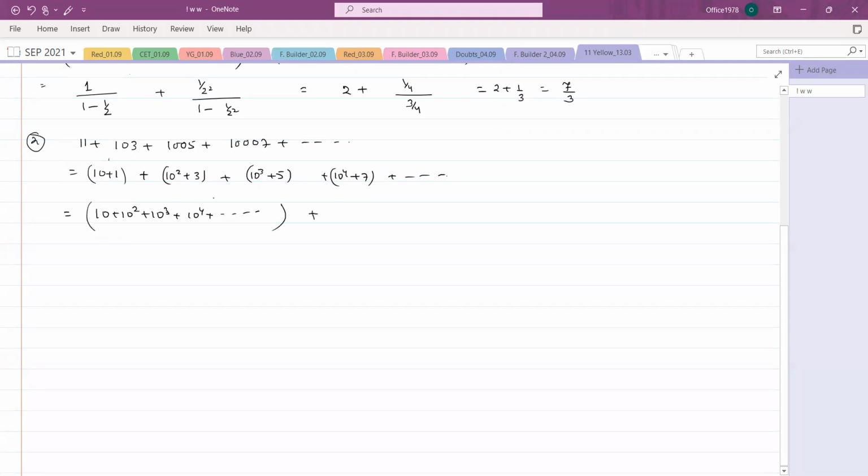Plus the second term of all: 1 plus 3 plus 5 and so on up to 50 terms. Okay. So the first bracket is the sum of a GP. This GP series has come. Sum of GP up to 50 terms. Formula.